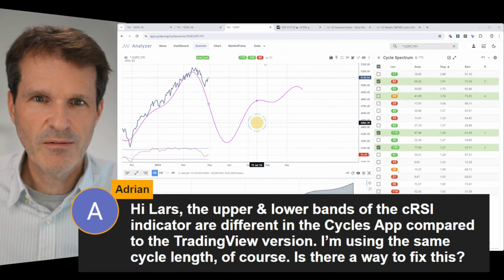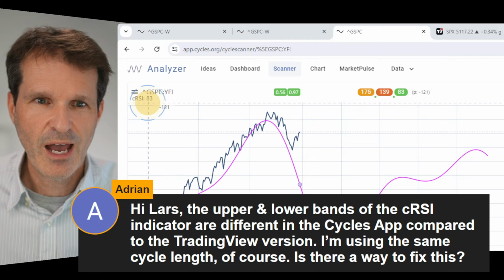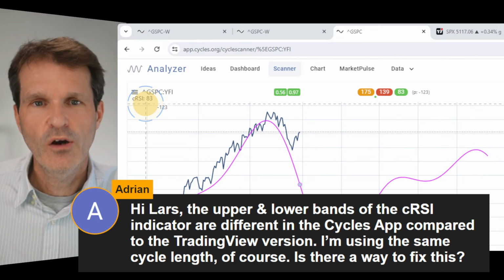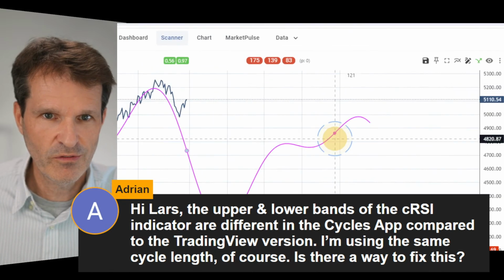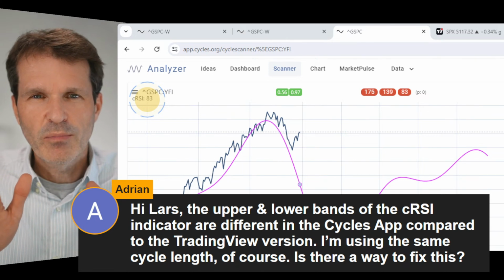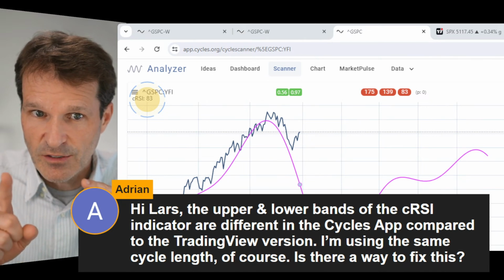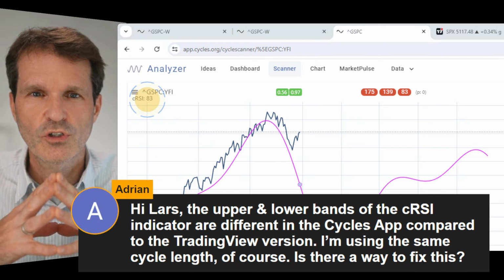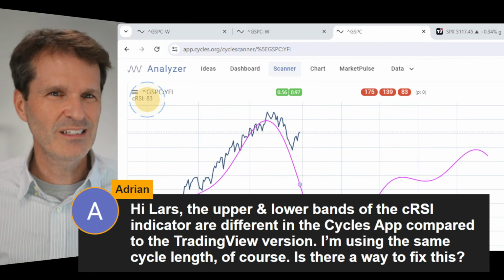The only thing you need to really ensure is that in the Cycles app, in the upper left corner, there's always shown which length has been used for the calculation of the bands you're seeing here. Even if you pick more than one cycle, you need to validate that. The second cross-check I would recommend is to check if 166, so double the length which is shown here, or half of the length here, compares to the TradingView version. I need to cross-check this on my own, but this needs to be validated.